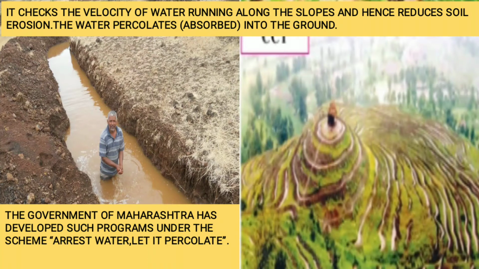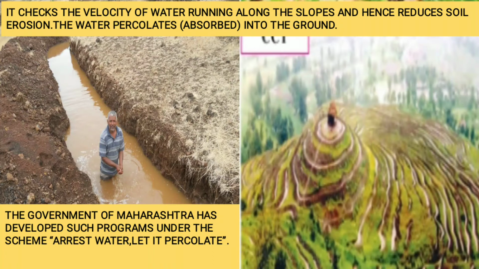The water percolates or is absorbed into the ground. There is one government scheme which was launched in Maharashtra, and that scheme was arrest water, let it percolate. Means what? You have to collect water. Arrest means to collect water. Let it percolate. Percolate means to absorb the water.